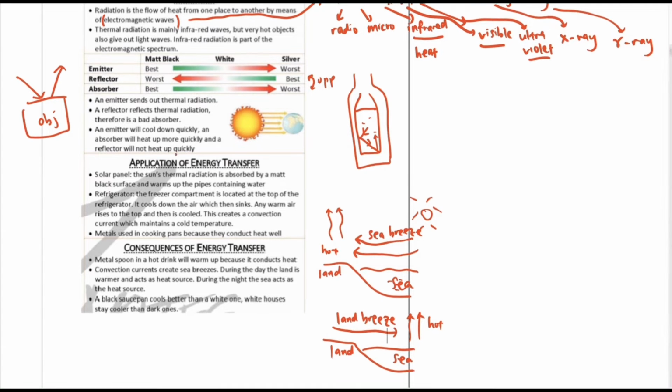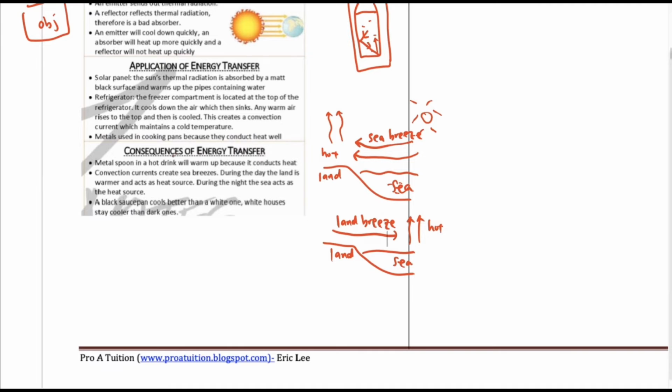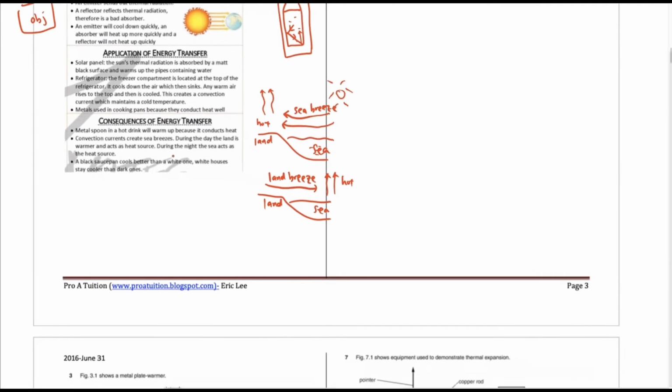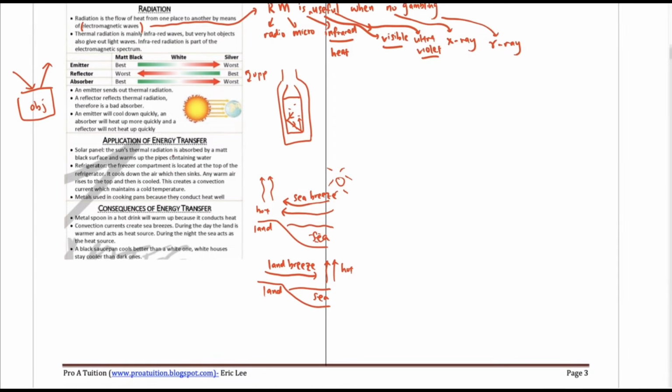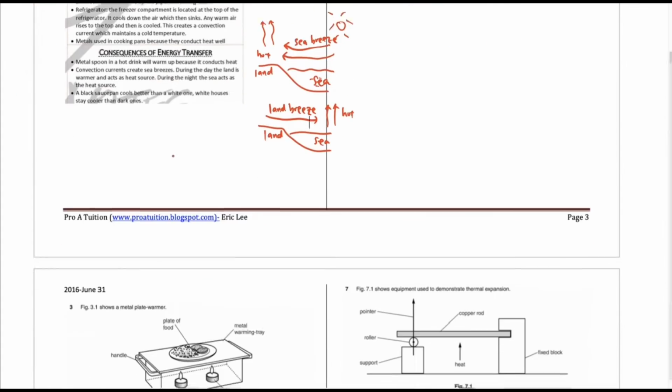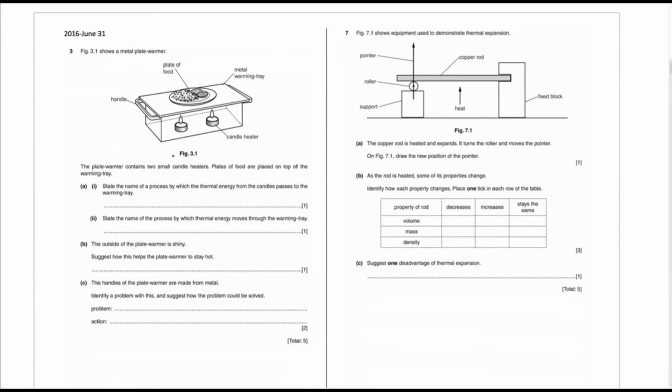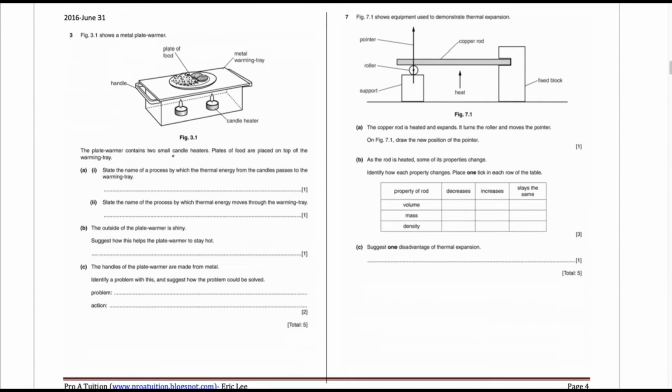So we have done everything in the theory part. Now let's go through some questions regarding this subtopic. We'll go through some questions together. Let's look at this. Figure 3.1 shows a metal plate warmer. You can see this. It's just to keep the food warm.